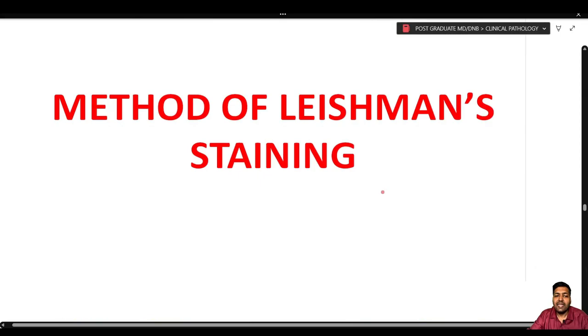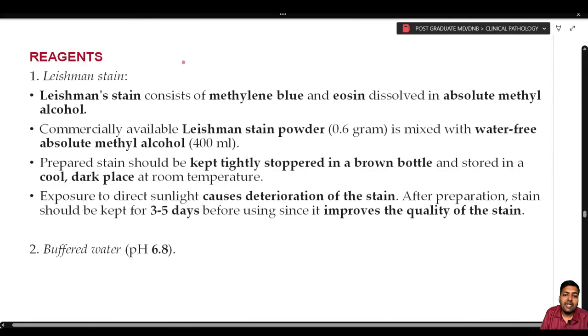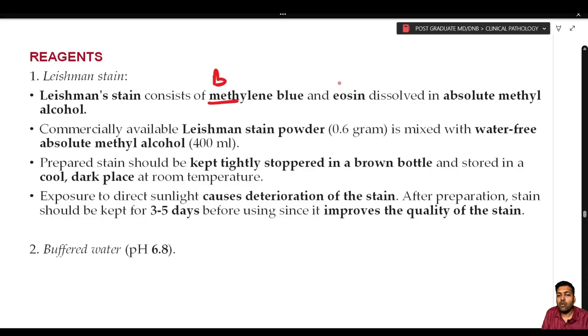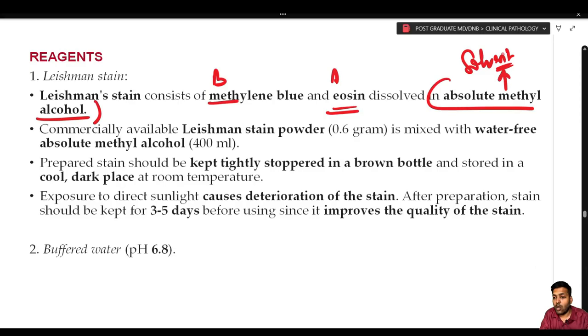Now we see what is the method of Leishman staining. We will try to understand the method. Leishman stain is a Romanovsky stain, so it contains two dyes. One is basic, that is methylene blue, and one is acidic, that is eosin, which is dissolved in absolute methyl alcohol. This methyl alcohol acts as a major solvent in which the Leishman stain is dissolved, and the absolute methyl alcohol also acts as a fixative.